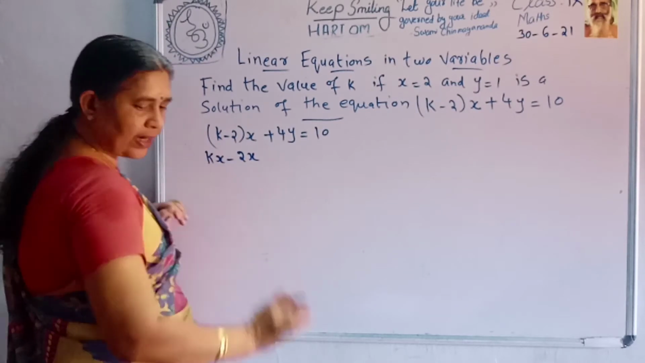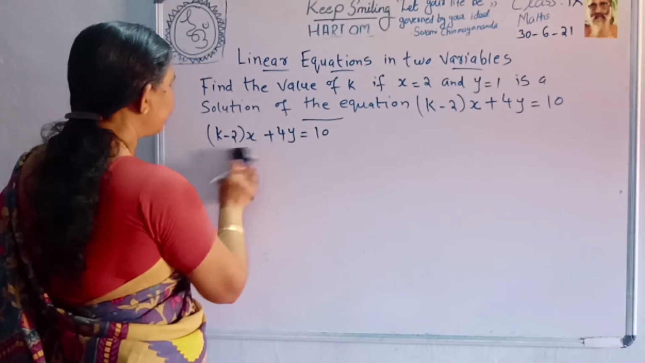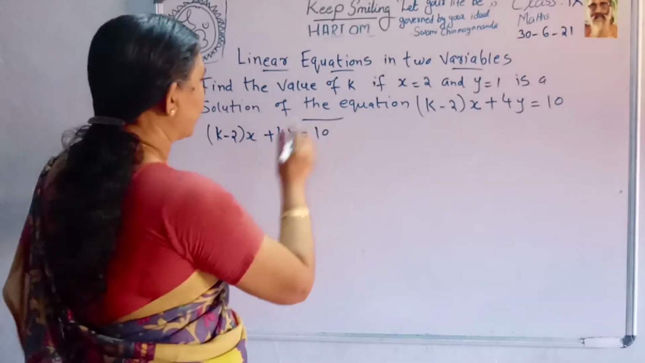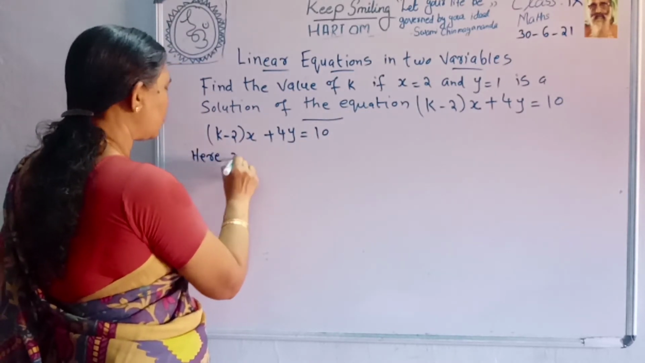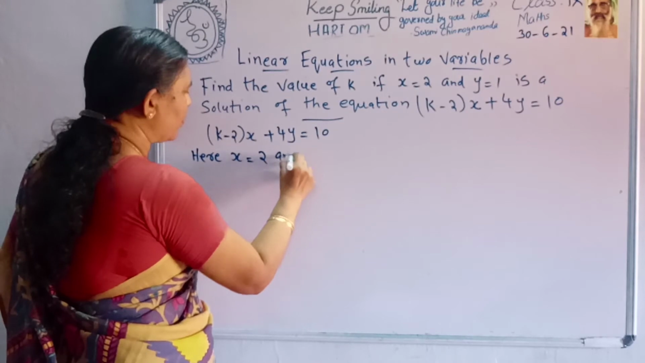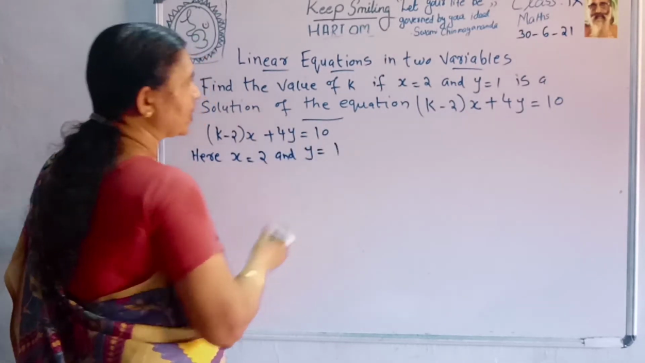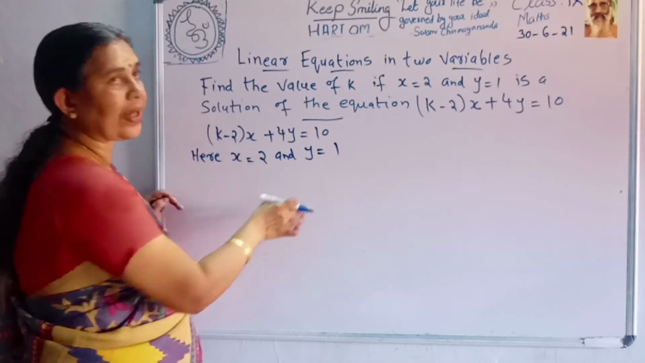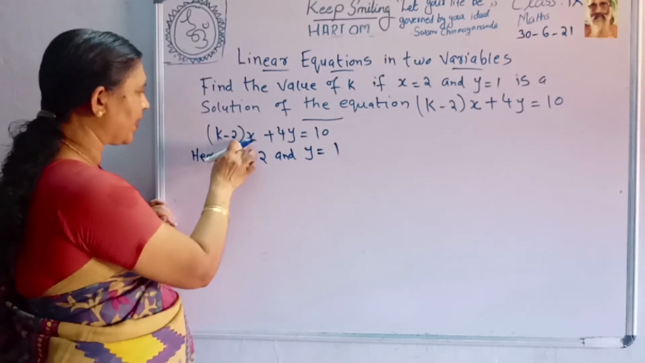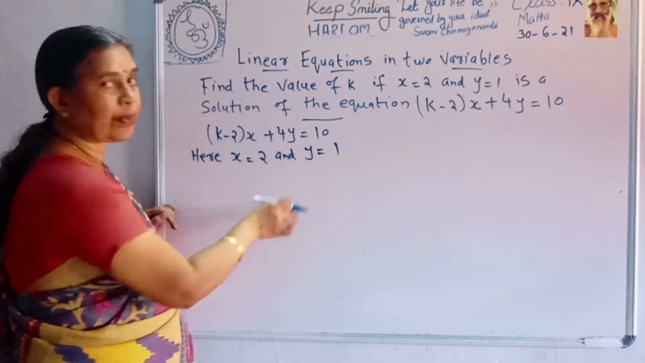We are asked to find the value of k. Here x is equal to 2 and y is equal to 1. The values are given, so we need not simplify it. So instead of x we put 2 and instead of y we put 1.